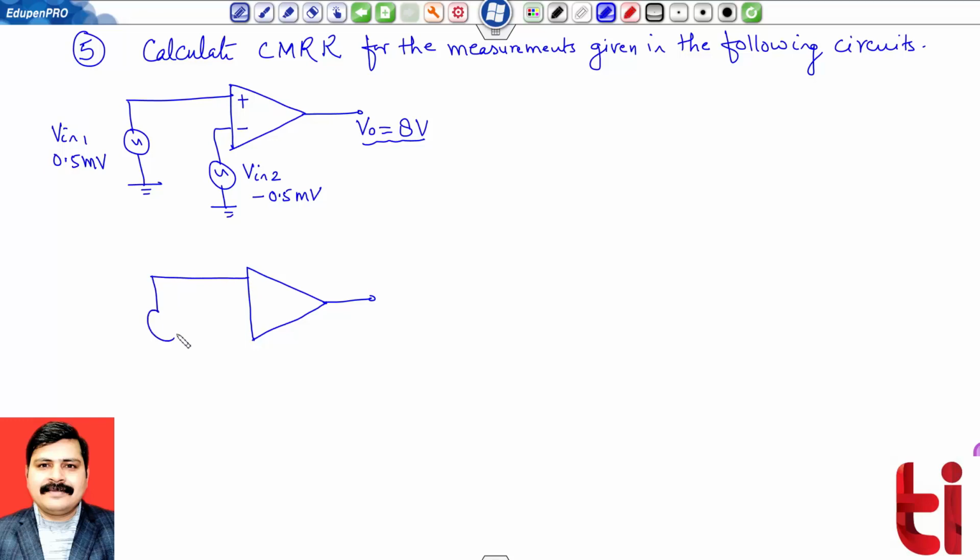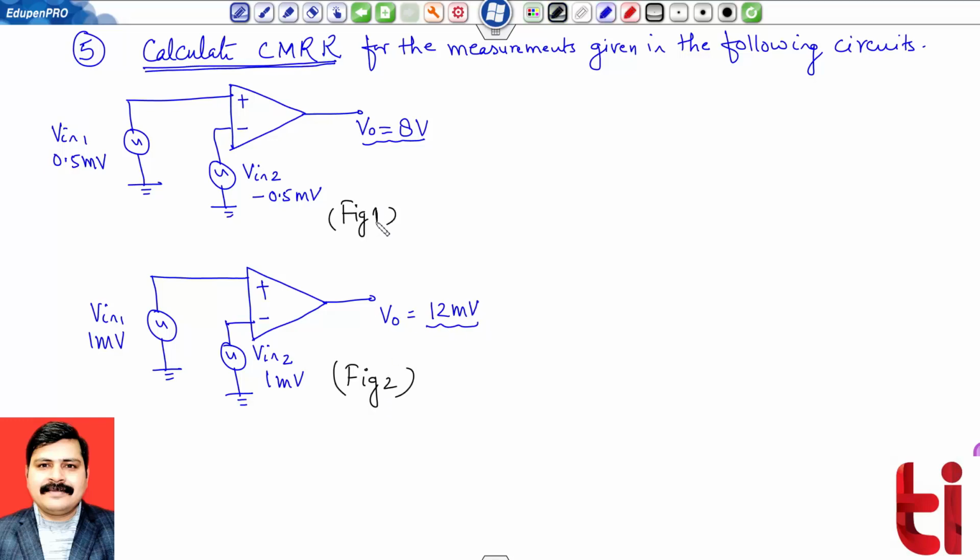the two inputs. V in 1 is given as 1 millivolt, V in 2 is also given as 1 millivolt, and in this case output voltage V0 is given as 12 millivolt. So these are the situations given, figure 1, and this is my figure 2.